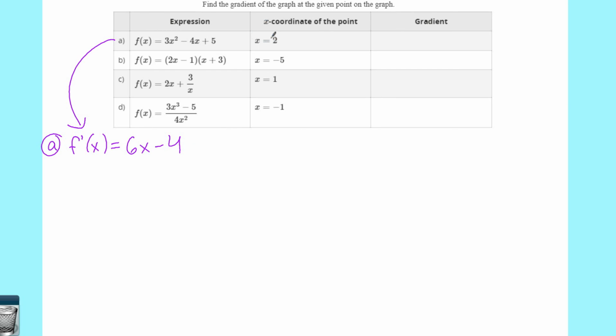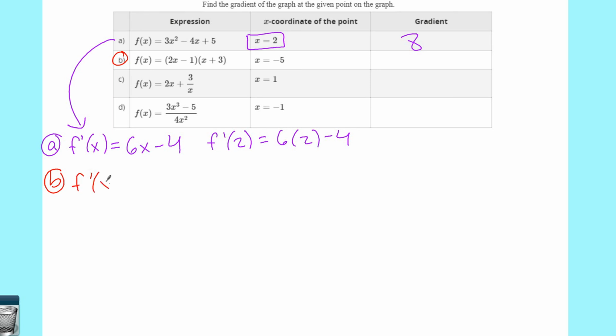The next part is we want to find it when x equals 2. So find the gradient at 2. So plug 2 in. 6 times 2 minus 4. That's going to give you 8. Keep on going. Find b.